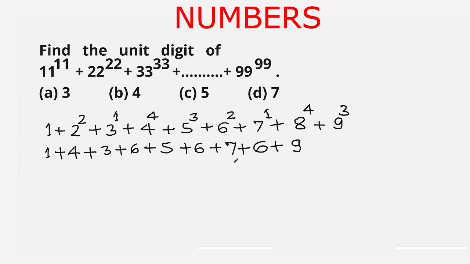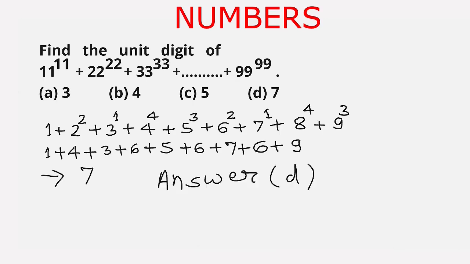5 plus 7 is 12. And ones place is 2. 2 plus 6 is 8. 8 plus 9 is 17, and ones place is 7. So ones place digit of this is 7. And from the given options, our answer is option D, 7.